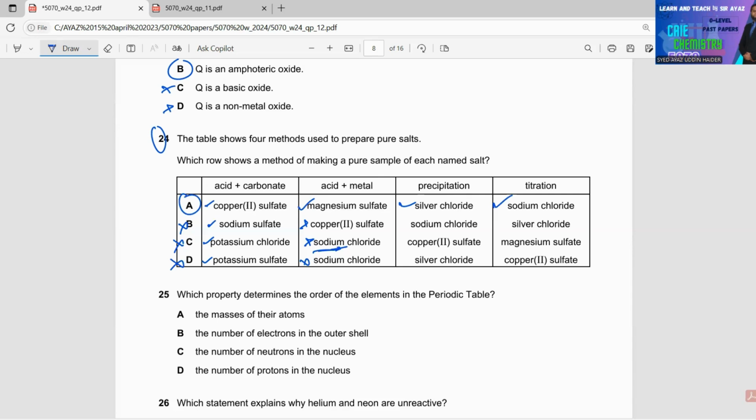Moving to MCQ number 25. Which property determines the order of the elements in the periodic table? A, the masses of their atoms? No, wrong. B, the number of electrons in the outer shell? No.